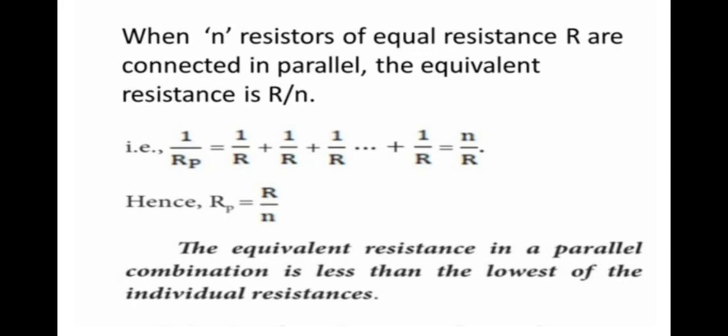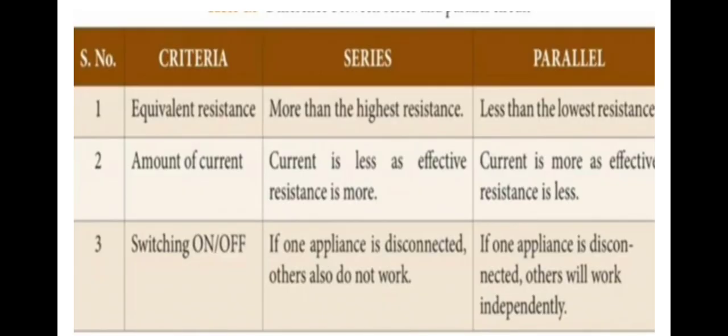When a number of resistors are connected in parallel, the sum of the reciprocals of the individual resistances is equal to the reciprocal of the effective or equivalent resistance. Difference between series and parallel. Equivalent resistance: in series, more than the highest resistance; in parallel, less than the lowest resistance. Amount of current: in series, current is less as effective resistance is more. In parallel, current is more as effective resistance is less.